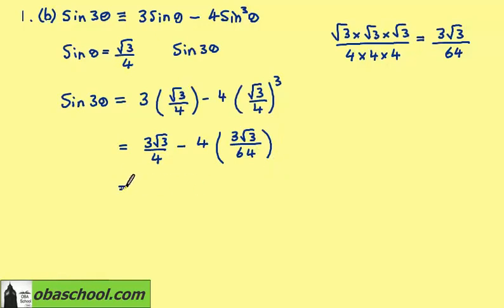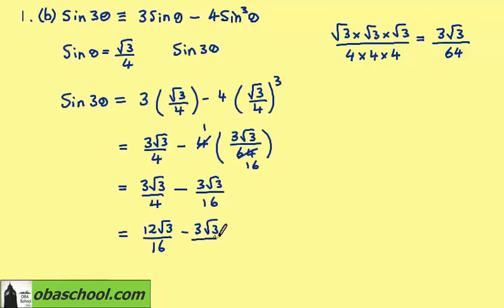So we just need to tidy now. This is 3 root 3 over 4. Take away, the 4s will cancel here, giving 16 on the bottom and 1 on the top. So we have 3 root 3 over 16. Multiplying the first term, top and bottom, by 4 gives us 12 root 3 over 16. Take away 3 root 3 over 16, and 12 take away 3 is 9, so we get 9 root 3 over 16.